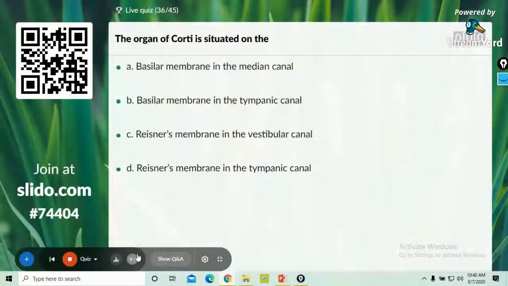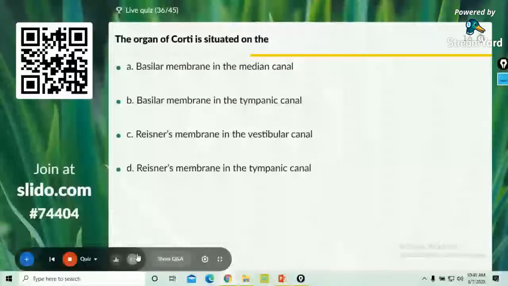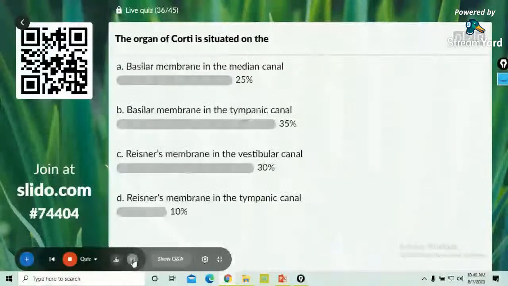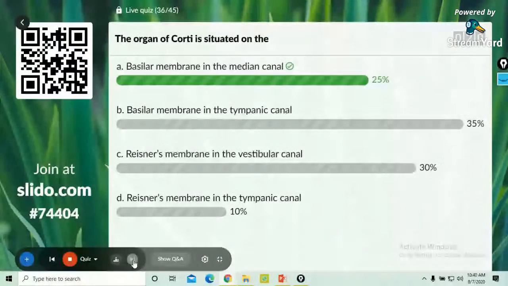The organ of Corti is located on the basilar membrane in the median canal, basilar membrane in the tympanic canal, Reissner's membrane in the vestibular canal, or Reissner's membrane in the tympanic canal. You have to know the concept of where the organ of Corti is located. Yes, the correct answer is basilar membrane in the median canal, with 25% correct.